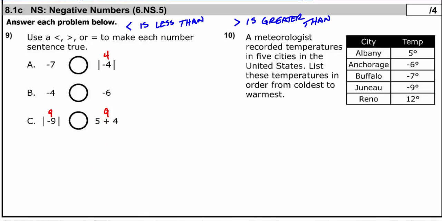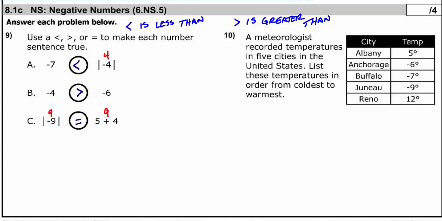So now we're ready to go through and compare. Well, we know that -7 is less than +4. And we know that -4 is greater than -6. And finally, we know that 9 is equal to 9. Number 10.